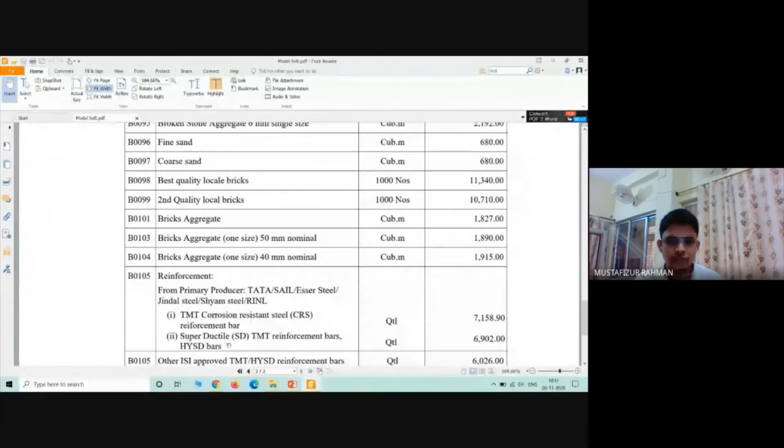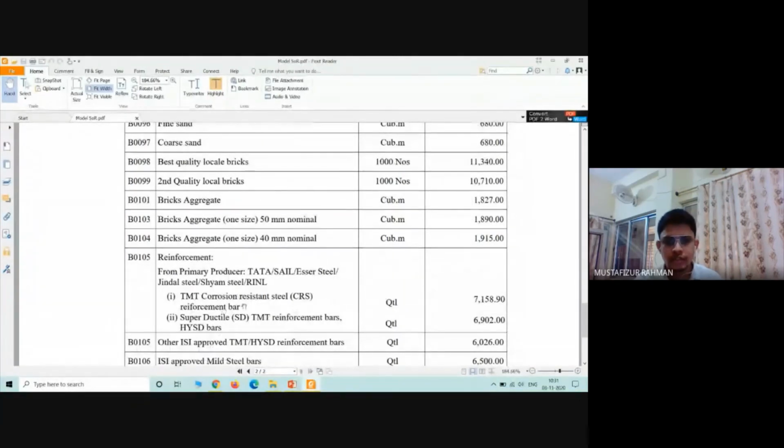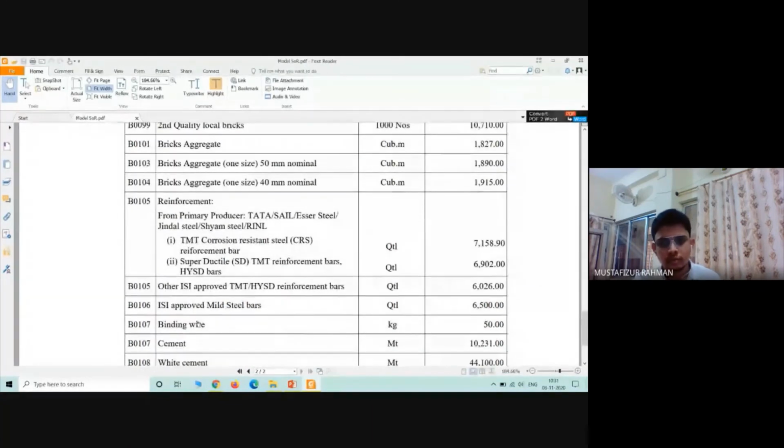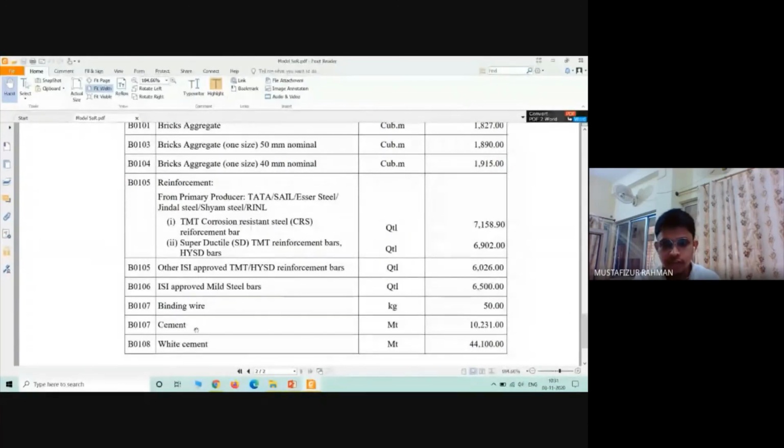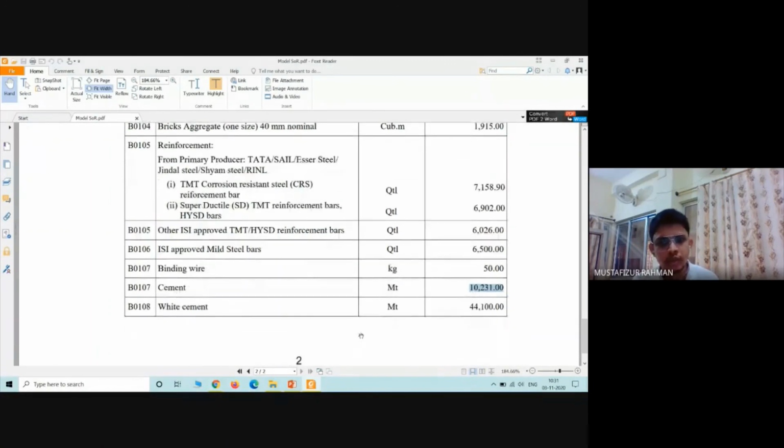Then here we have reinforcement. Okay, so this is for TMT bars. This is for super ductile TMT bars. Okay. Then this is for mild steel bars. This is for binding wires. This cement is given in metric tons. What we have to do for metric tons is convert it into weights, right? Whatever cubic meter we are getting, we will multiply by 40 kg per cubic meter. That is the density of cement. We will get it in weight. We'll convert it to metric tons, and then we will use this weight. If we are not provided rates of cement per weight, then we have to do it in metric tons. So that we will be doing.